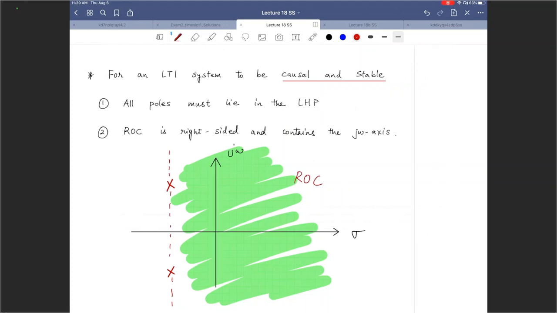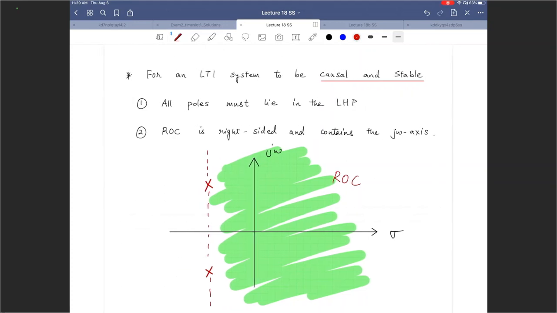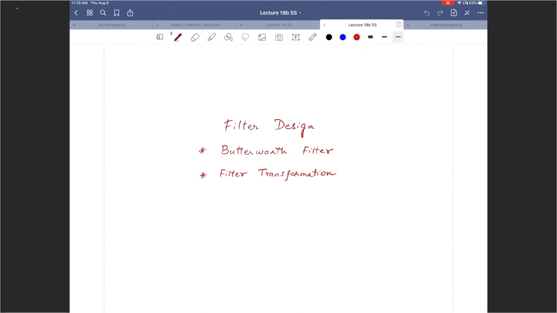Okay, let's move on to a slightly different topic here with filter design. What is coming your way is the design of Butterworth filters using the Laplace transform techniques that we have seen. Where should I put the poles of the system in order to get a particular type of filter? That's where we are going with this.